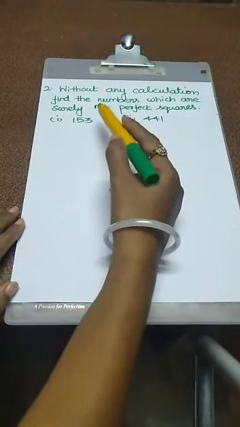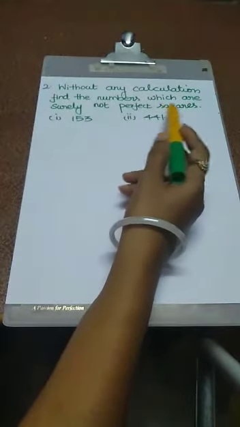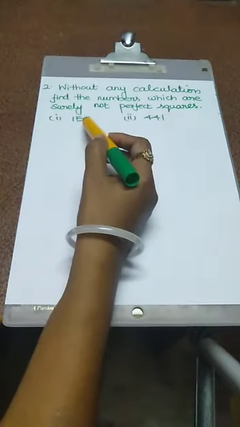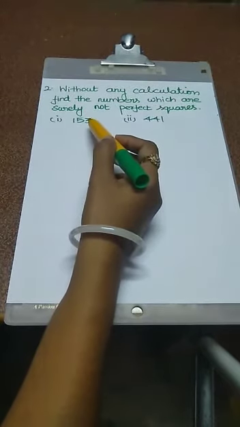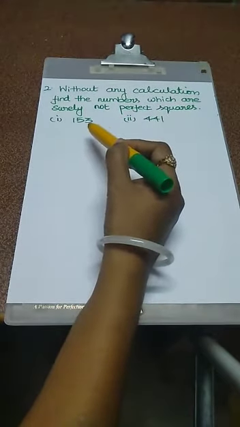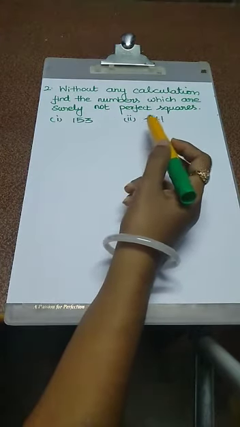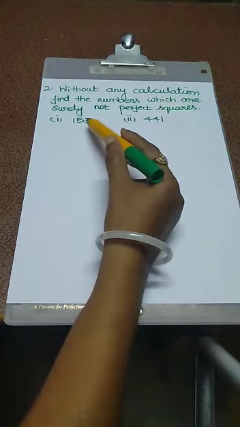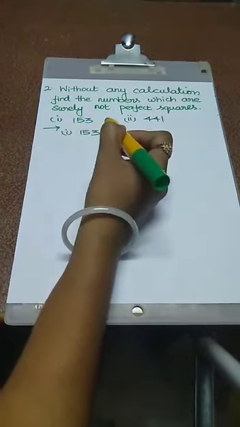Next question. Without any calculation, find the numbers which are surely not perfect squares. How can we say this number is a perfect square or not? You just look at the value. This is 153. Already we know the square numbers end with 0, 1, 4, 5, 6 or 9 only. But this number 153 ends with 3. So it is not a perfect square. Okay. So our answer for the first one is 153.